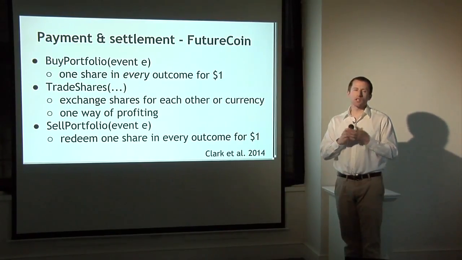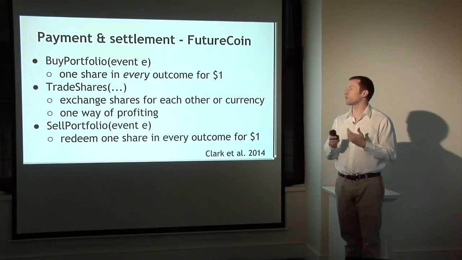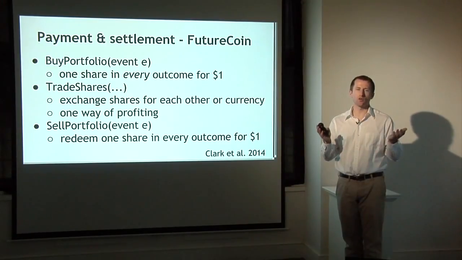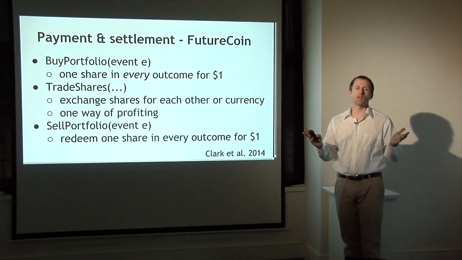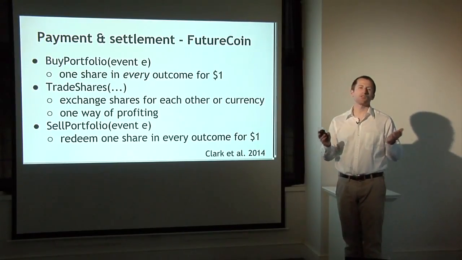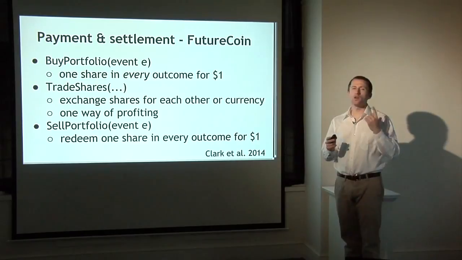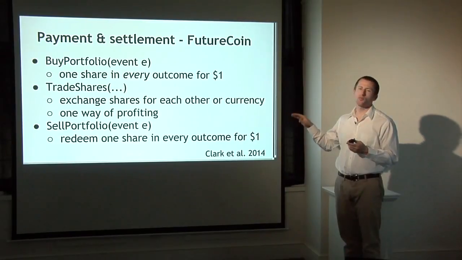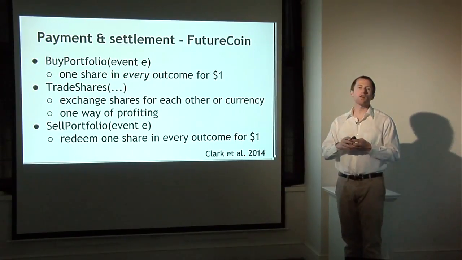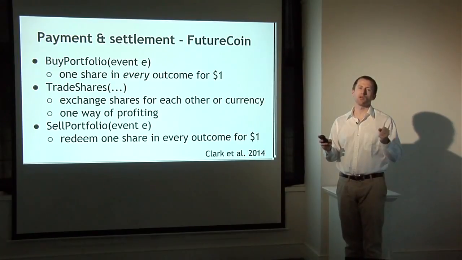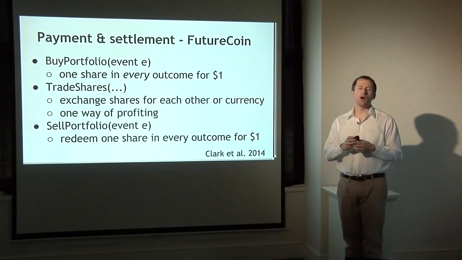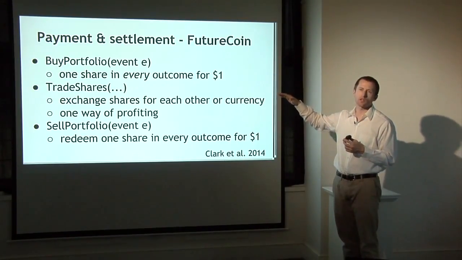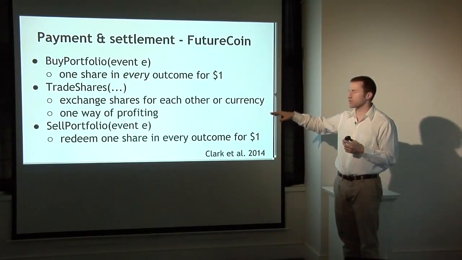The transactions that are added specific to prediction markets let you buy a portfolio in some event. So the idea is that for $1 or one FutureCoin, you buy a share in every possible outcome. Say this was the World Cup, there's 32 teams entered. For one FutureCoin, you buy a share in every possible team. And then on the bottom here, there's a sell portfolio, which lets you sell a share in every outcome to get one FutureCoin, one unit of currency, back. So obviously those two match. For one FutureCoin, you can buy a share in every outcome, and you can turn a share in every outcome back into one FutureCoin.